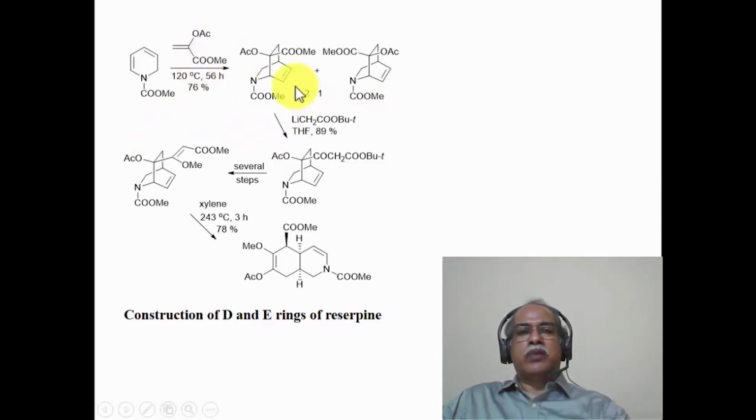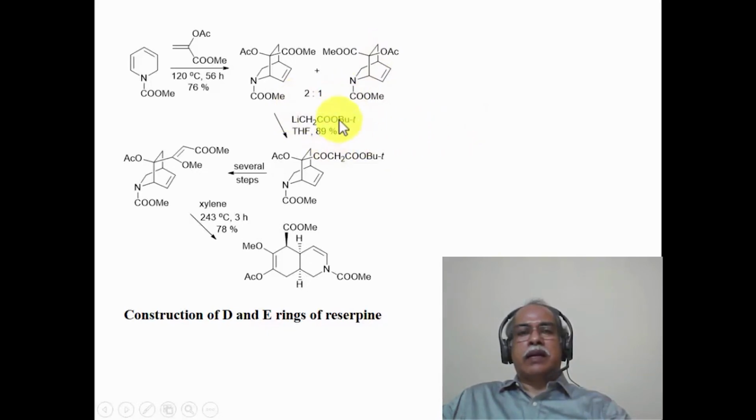It produces a 2:1 ratio of the two isomers that are possible for the Diels Alder reaction depending upon the orientation of the acetate and the carbomethoxy functional group. One is an endo, other one is an exo type of an adduct with respect to the carbomethoxy group. This is an endo product. With respect to the acetoxy, this is an endo product, for example. In a 2:1 ratio, this is produced.